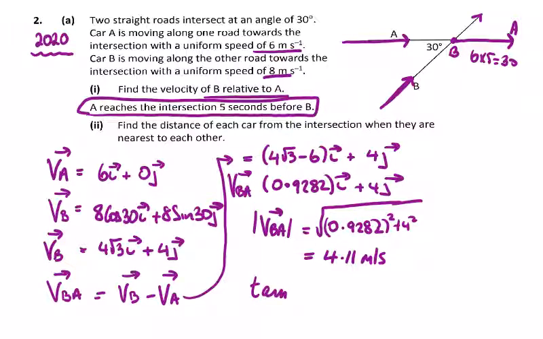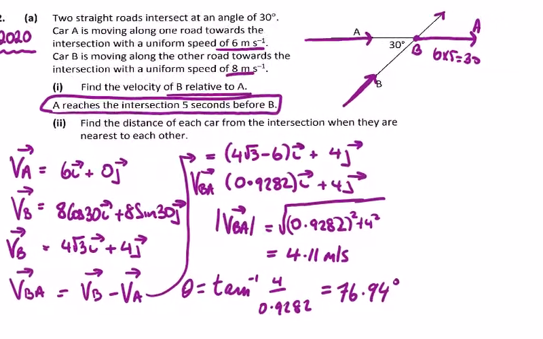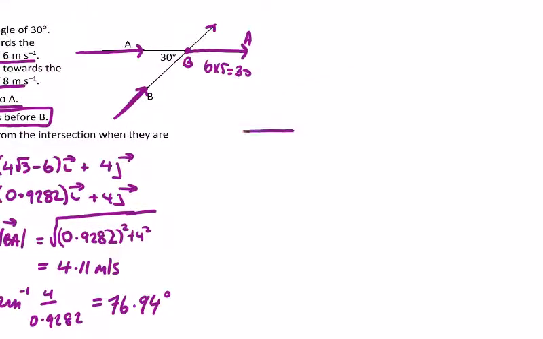The angle is positive, the inverse tan of 4 over 0.9282 gives me theta. Theta is equal to 76.94 degrees. Okay, so let's bring that information over here. We have A and B. The velocity of B relative to A, it's going through B and it's positive, so it's going in that direction. And this will be our hypotenuse. So our shortest distance will be X here.